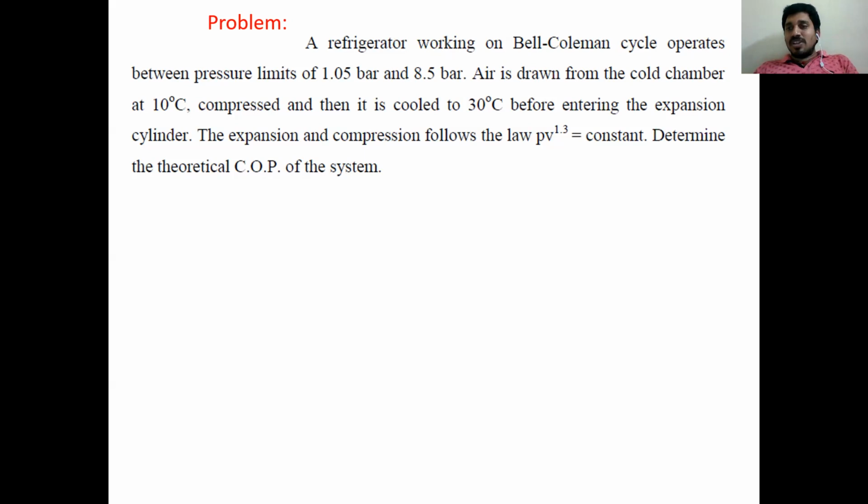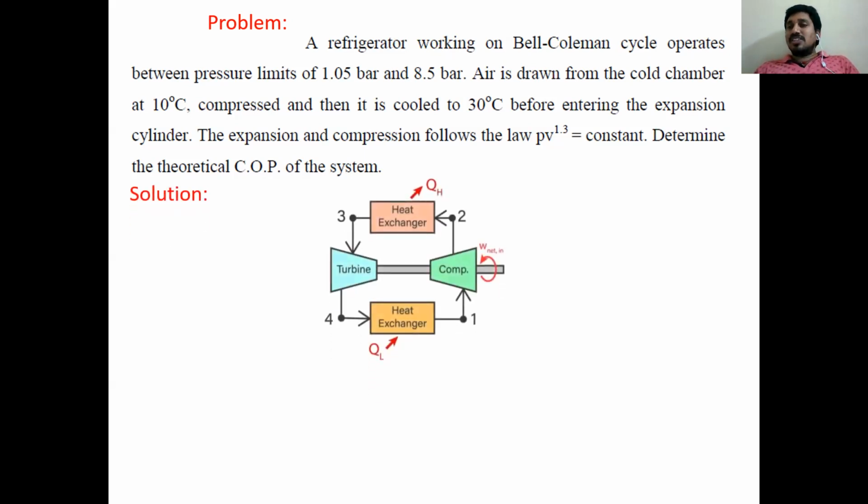So this is an air refrigeration system. First of all, this is the schematic diagram of the air refrigeration system: compressor, high temperature heat exchanger, turbine, low temperature heat exchanger. 4 parts. 1, 2, 3, 4 are sections.